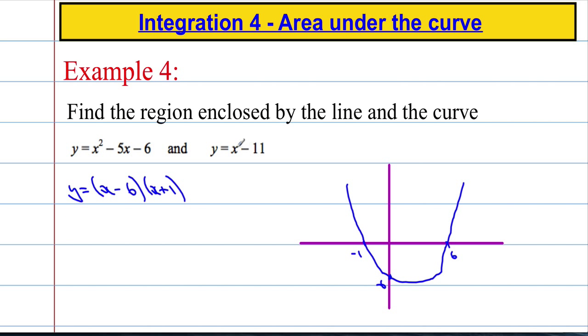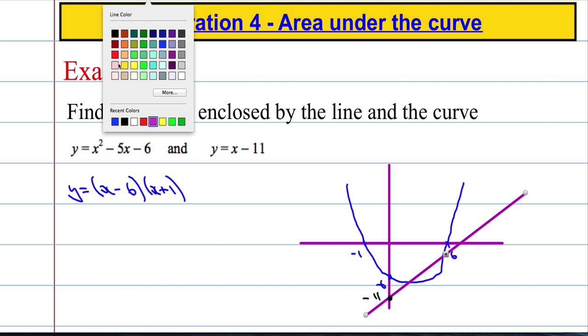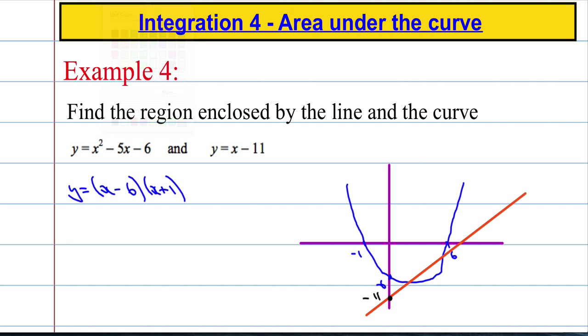Just in case you're wondering, that would be a negative 6 as well if you wanted. Not all that important. And here we've got the line y equals x minus 11. So I'm going to use the straight line tool to draw this. I'll change the colour in a moment. Something like that. Y equals x minus 11. It's going to cut the axis at minus 11, and it's got a fairly straightforward gradient. Right, so what we're looking to calculate here is this area in here.